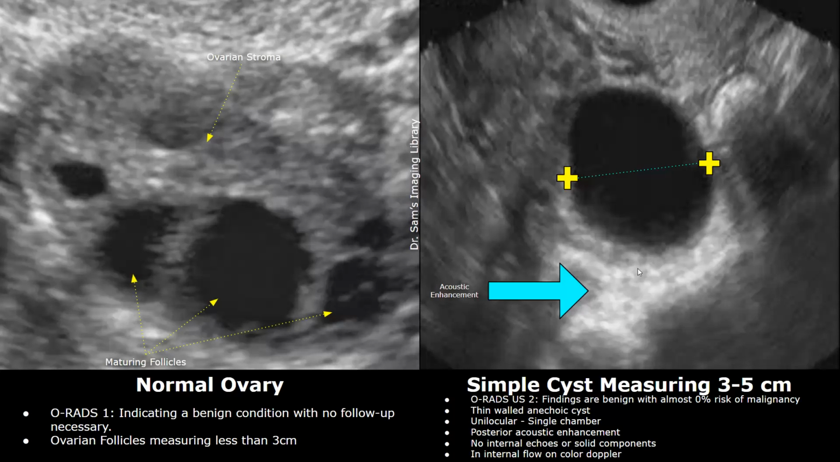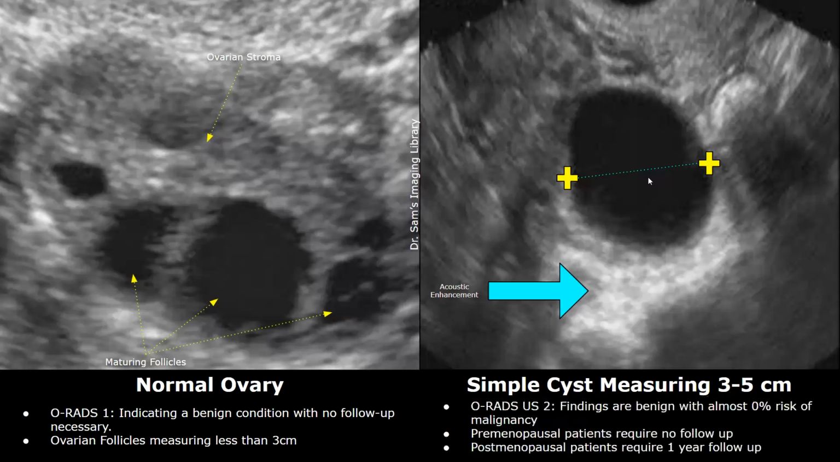This bright area is the enhancement. It will not have any internal echoes or solid components. No internal flow will be seen on color doppler. If the measurement of this simple cyst is between 3 and 5 centimeters, then for premenopausal patients, no follow-up is required. For postmenopausal patients, a 1-year follow-up is required.